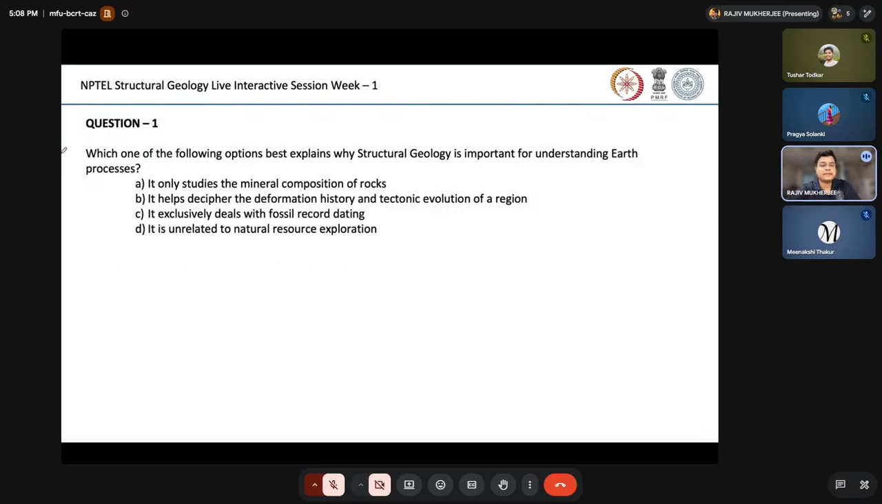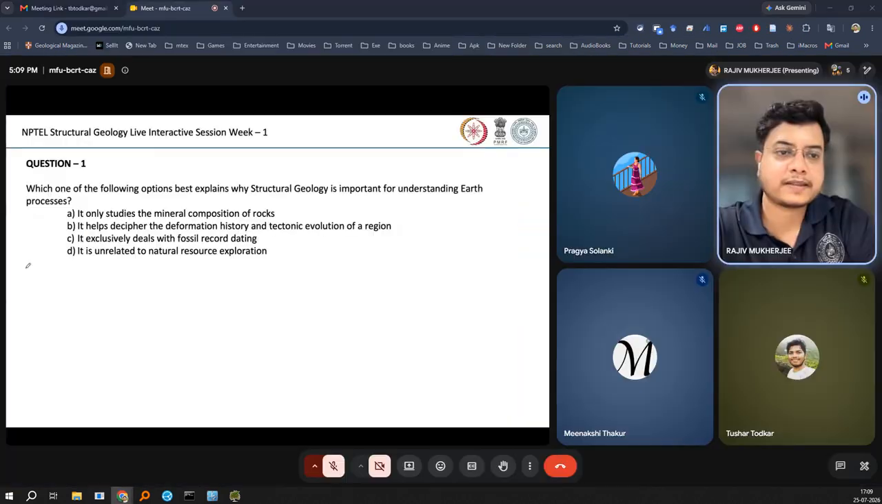So it is very easy, as you think. Which one will be the correct option? It's fairly easy, you can answer this. Any guess from anyone?